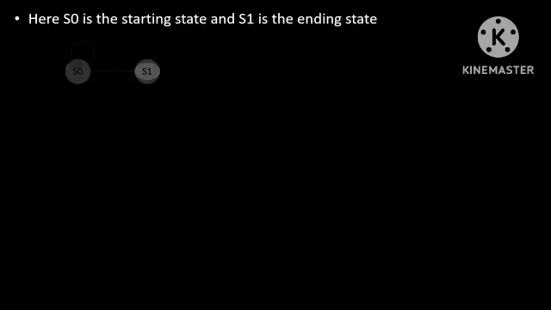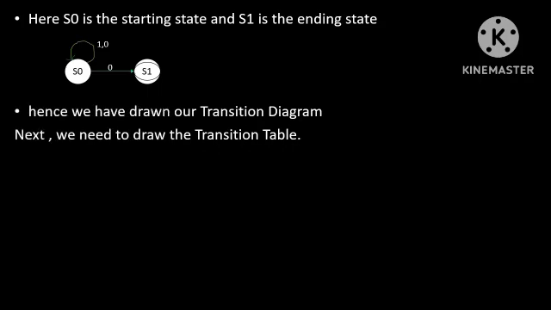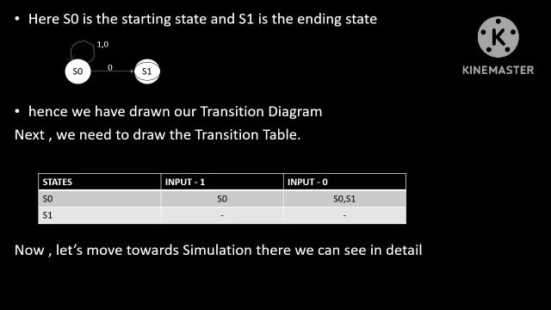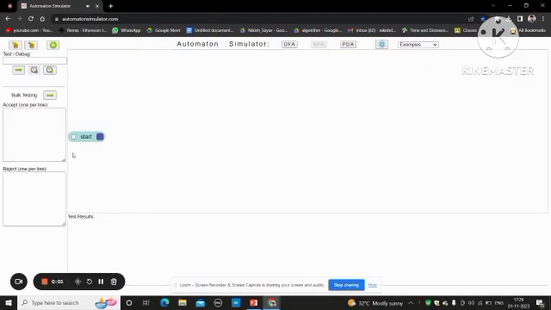Here S0 is the starting state and S1 is the ending state. Hence we have drawn our transition diagram. Next we need to draw the transition table, and it is down below. Now let's move to a simulation and we can see in detail. Here, the start state is the initial state. Now we are going to add a new state.